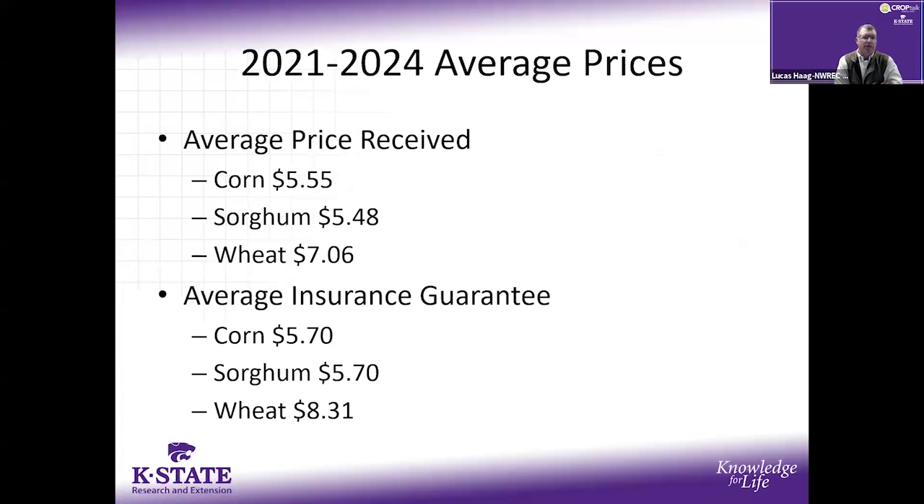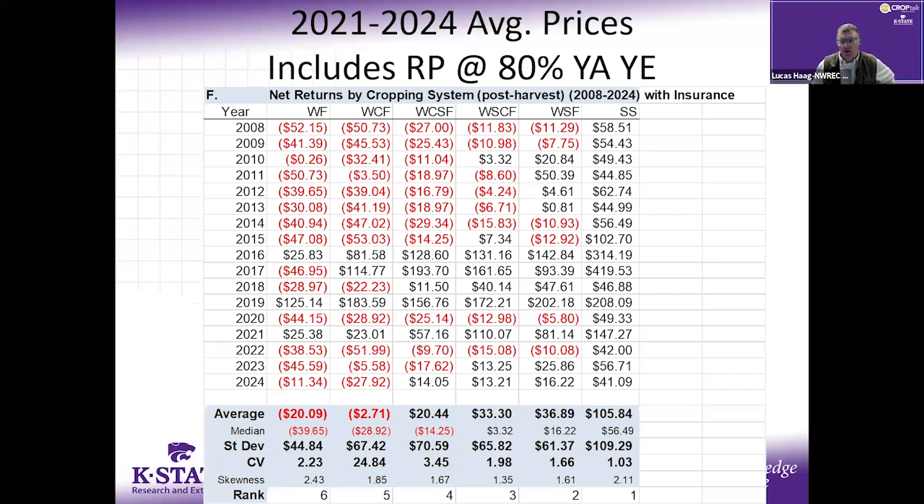Now, what if things aren't good right now in terms of revenue as well as cost? What if we took the average of the last 3 years for average prices? So what if we plug in $5.55 for corn, $5.48 sorghum, $7.06 wheat, and then also use the average insurance guarantees for that 3-year time period as well? Well, now we can start to see some net profitability come back into this.